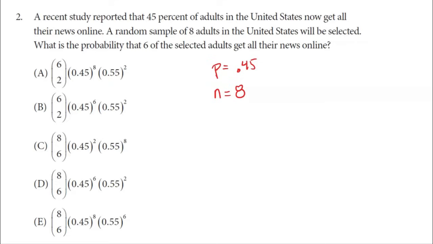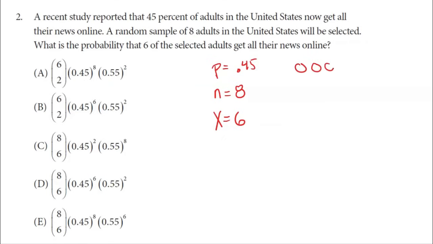And finally, we're asked to find 6 total successes. Okay, so this is definitely a binomial situation. We have a probability of success that we assume will stay the same because we have independence, and we have a set number of trials or set number of individuals that we're going to look at, and that's 8. And we're looking for 6 of them. But the question is, which 6?